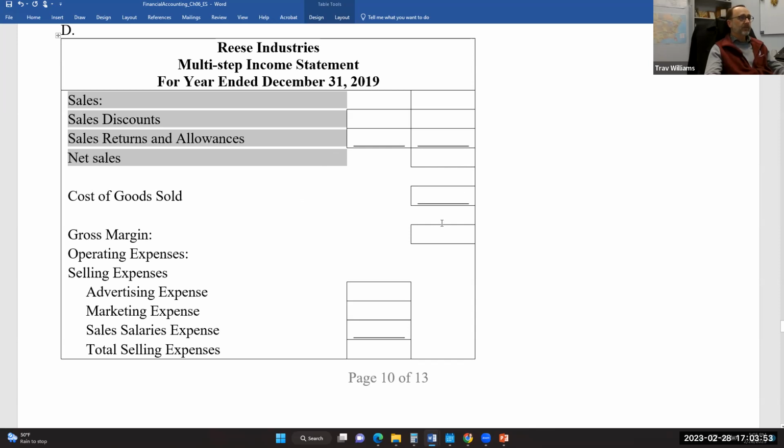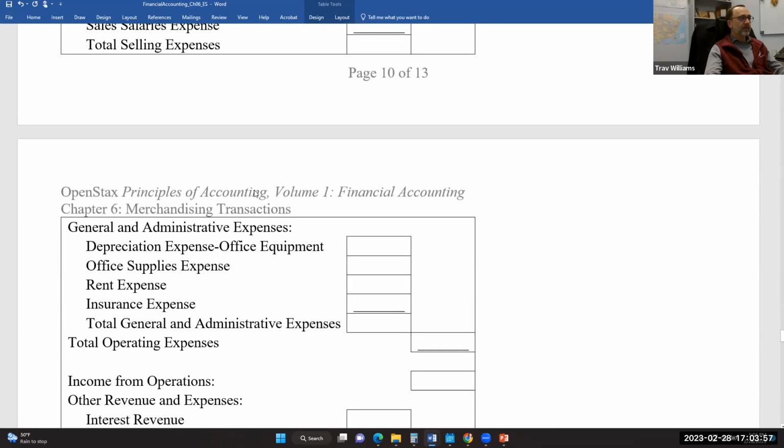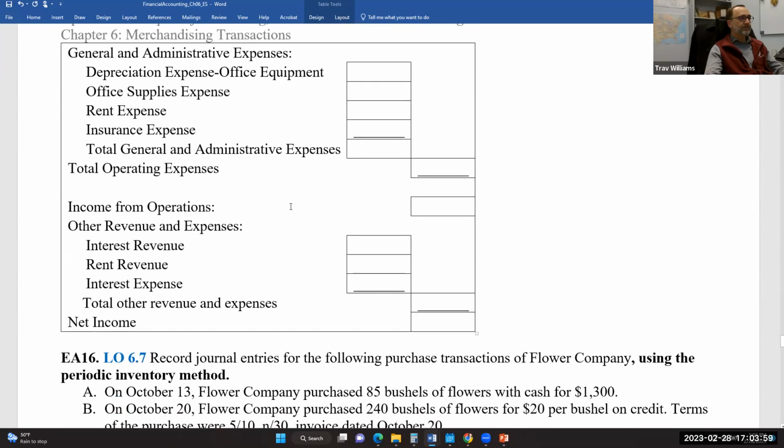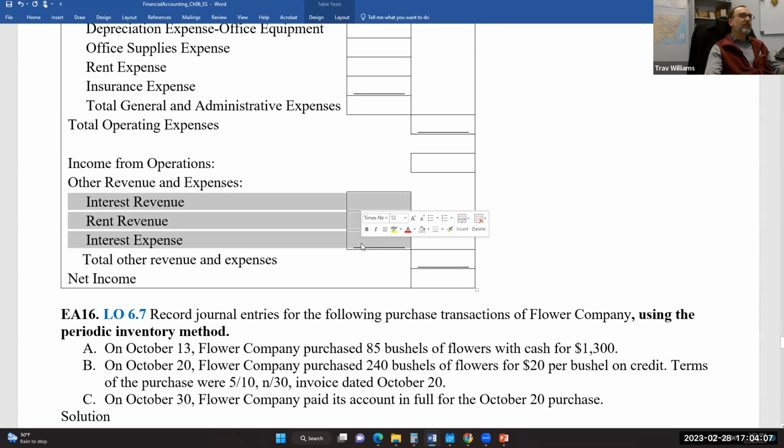Then we're going to take out cost of goods sold. That gives us our gross margin. Then we're going to take out our selling and administrative expenses. And then down here on this multi-step income statement, any other revenue that was not from selling our product or service, we include down here.